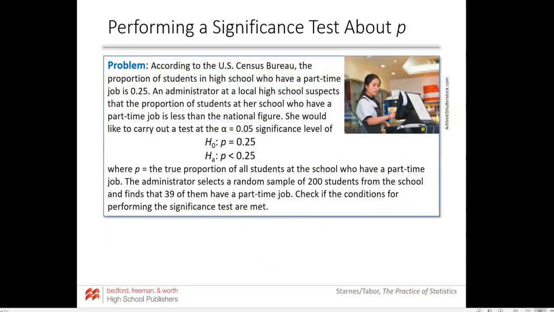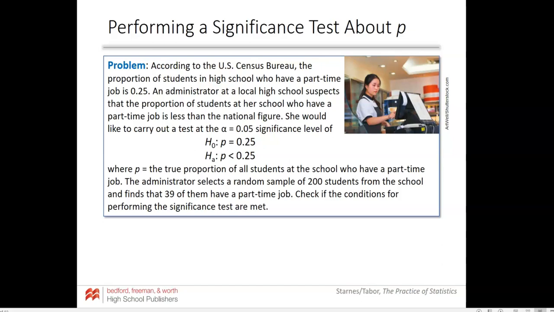Okay, so this one, according to the US Census, the proportion of students in high school who have a part-time job is 25%. That sounds about right. An administrator at a local high school suspects that the proportion of students at her school who have a part-time job would be greater or less than the national figure, less than. So she would have to carry out a test at the alpha level. Alpha is called significance level. So a significance level where alpha is 0.05. And that's the typical one, very popular.